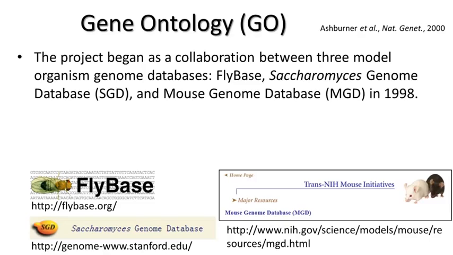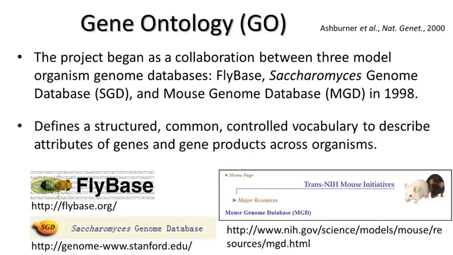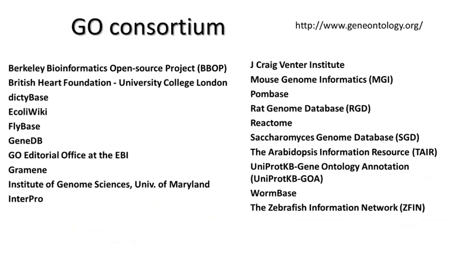To provide a unified common language for biology, in 1998, scientists of 3 model organism genome databases, Flybase, yeast genome database, and mouse genome database, decided to collaborate to create the gene ontology. The gene ontology defines a structured, common, controlled vocabulary to describe attributes of genes and gene products across organisms. Collaboration is key to build a consensus vocabulary.